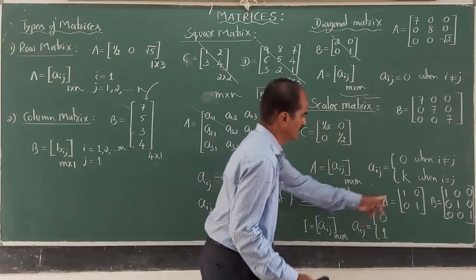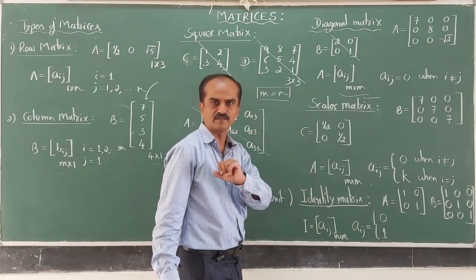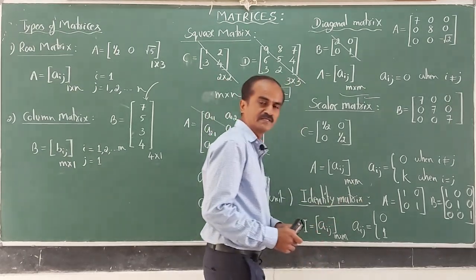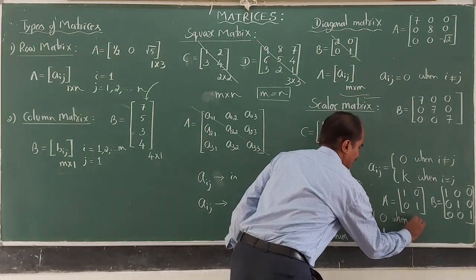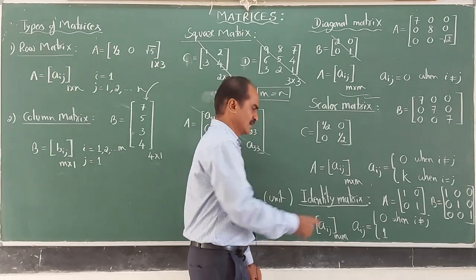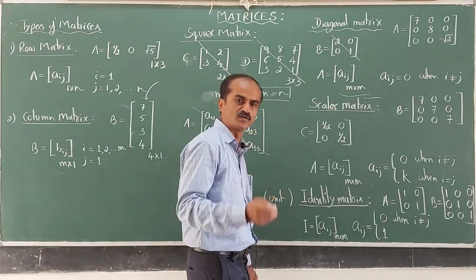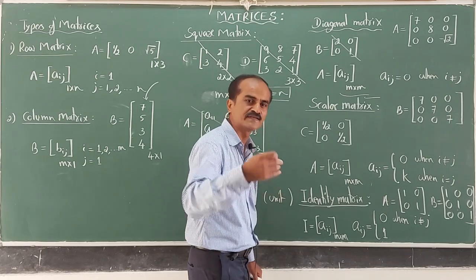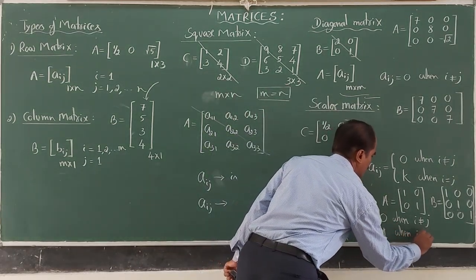Observe here. Elements of the matrix either 0 or 1. When it will be 0? When it is non-diagonal. When it will be non-diagonal? When their suffixes are different. Now when it will be 1? When it is a diagonal element. How to represent diagonal element? Their suffixes are same, when i equal to j.